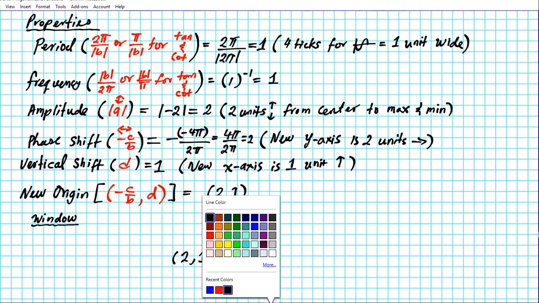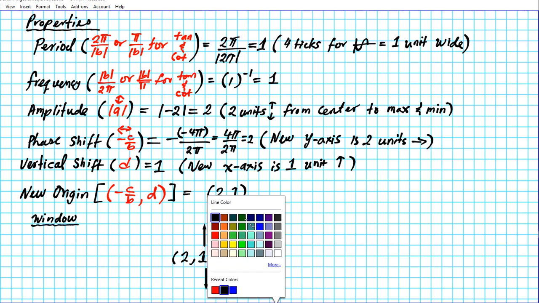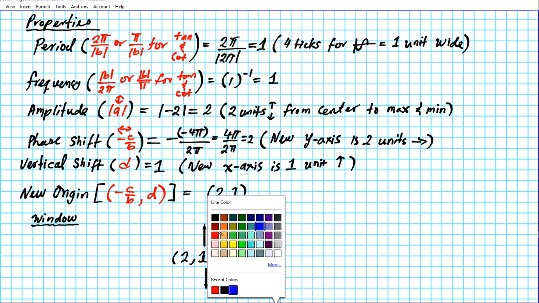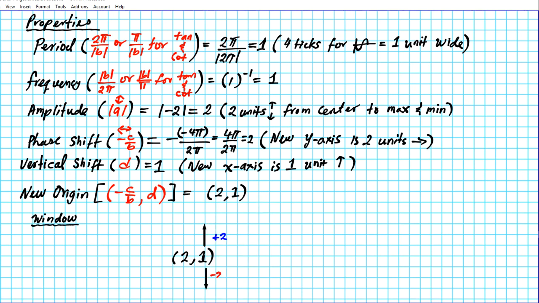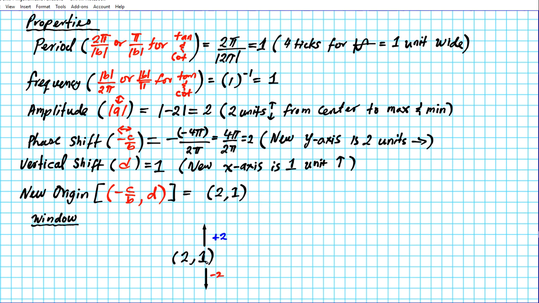So let's go ahead and do it. What is the amplitude? The amplitude is 2. So starting from the center, we're going to add 2 to get to the maximum, or we subtract 2 to get to the minimum. Remember, the amplitude values apply just to the y-coordinate. So 1 plus 2 will take us to 3, and that's going to be a maximum on the graph. And then 1 minus 2 is negative 1, and that's going to be the minimum on the graph.